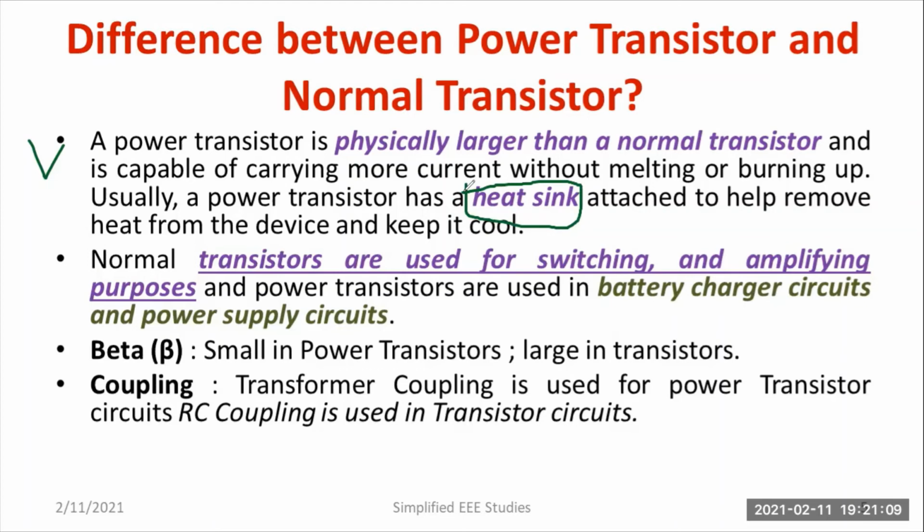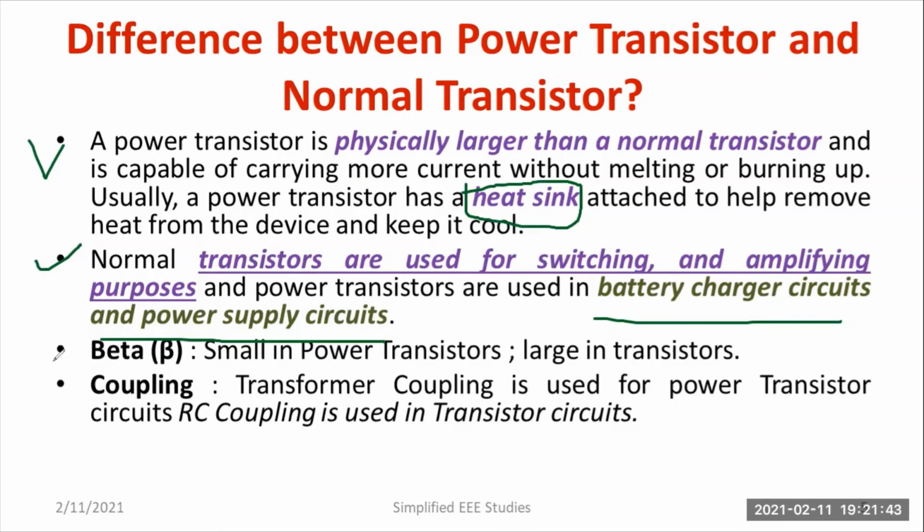So the heat sink transfers the heat which is generated inside the device to the surroundings. It obeys the thermodynamic principle. Let me talk about another point. Normal transistors are used for switching and amplification purposes, but power transistors are used for battery chargers and various types of power supply circuits. That's the main difference. You cannot use signal type transistors in the design of charging circuits as well as converter circuits. It is highly impossible.